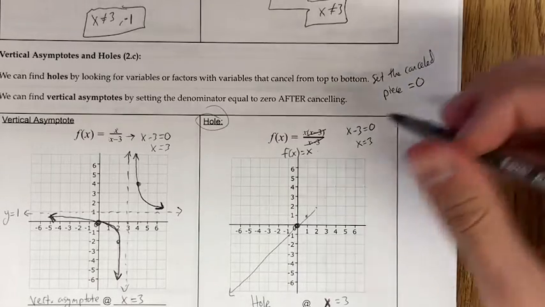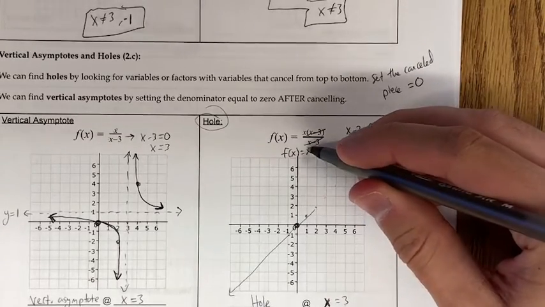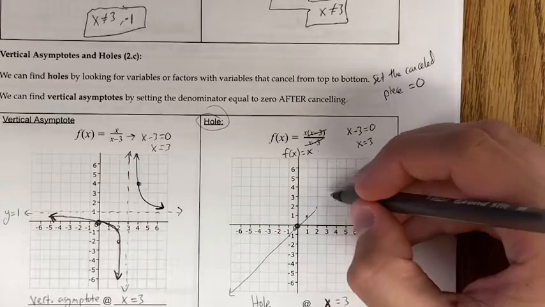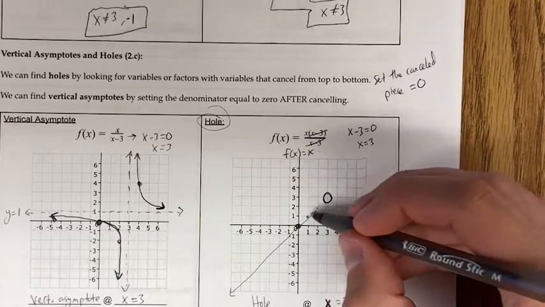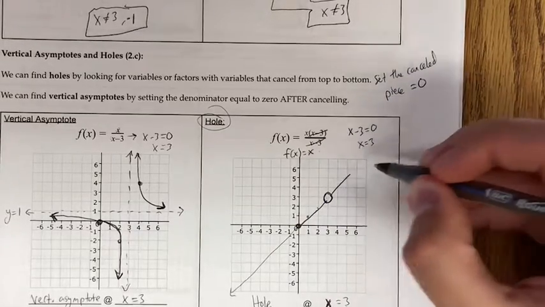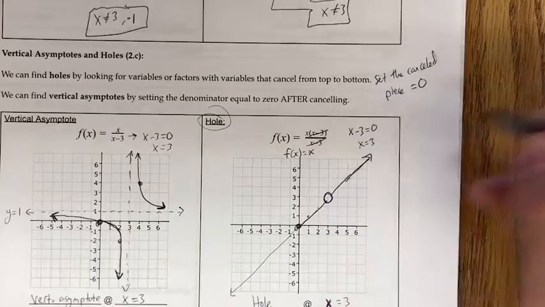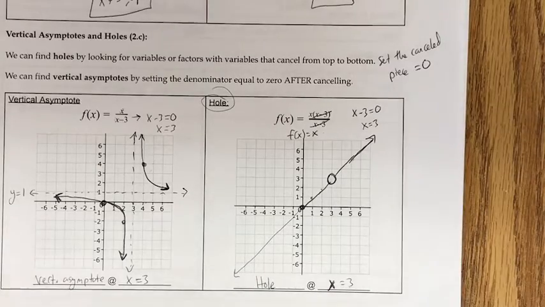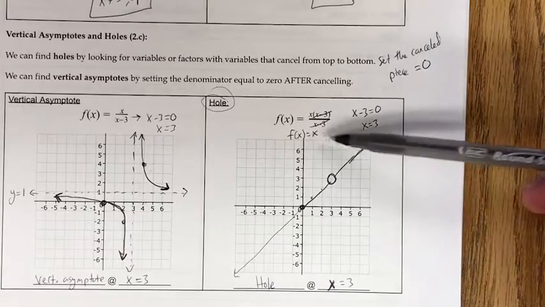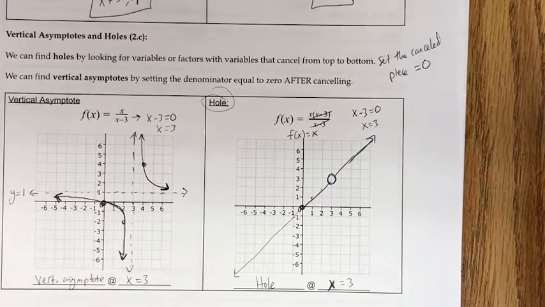So the way we determine where that hole is, you plug in 3 for x here. So when we plug in 3 for x, we get 3 for f of x or y. So that means there's a hole at (3, 3). And I made my hole really big, but just to kind of make sure we understand. So just to recap, you find holes by looking for things that cancel top to bottom and then set that canceled part equal to 0. After you've done that, then you set the denominator equal to 0 if there is one anymore. And that's how you find vertical asymptotes.